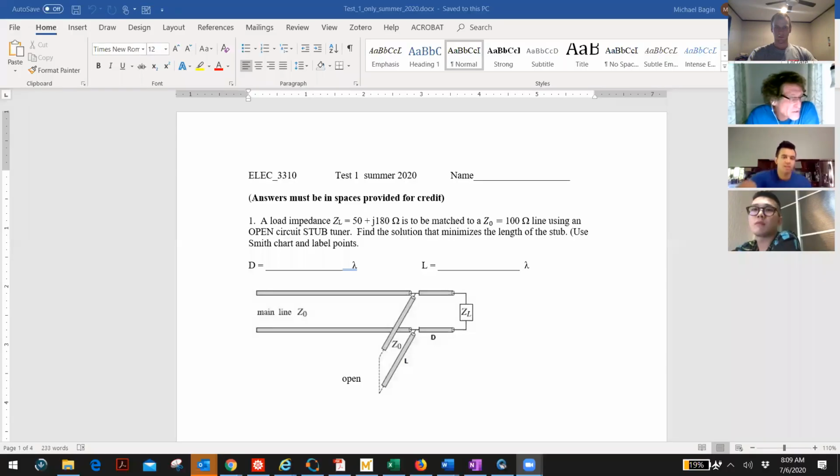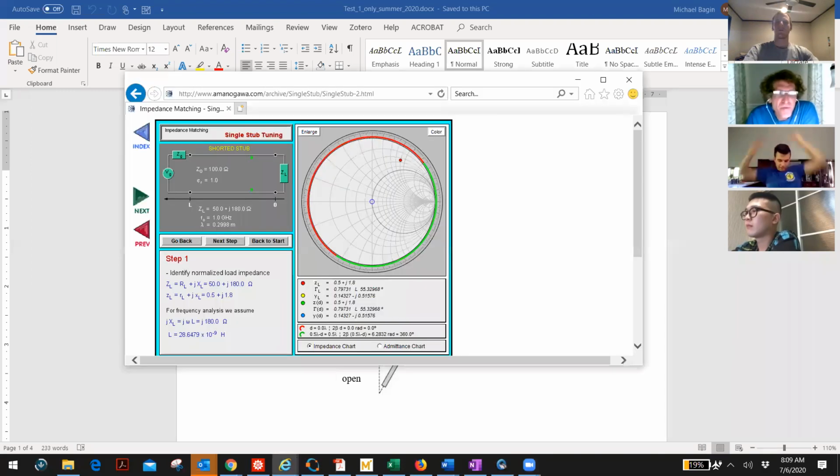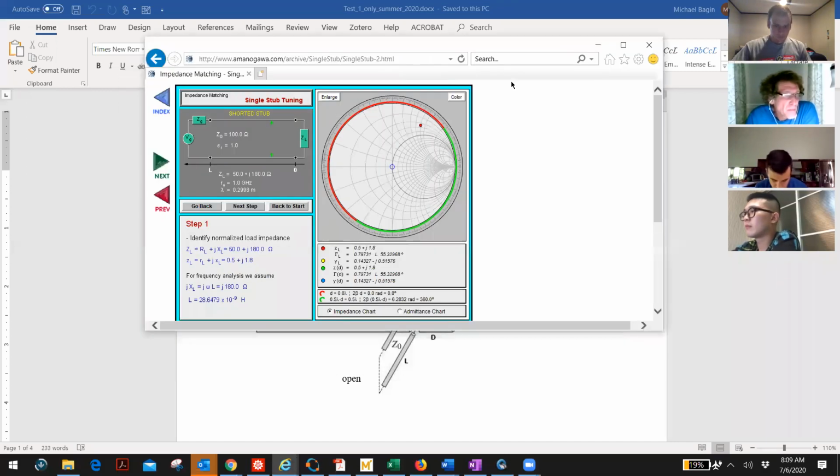J180 with Z naught is 100. You all see the class? All right, now move this out of here. If I want to do that, what I can do is this.